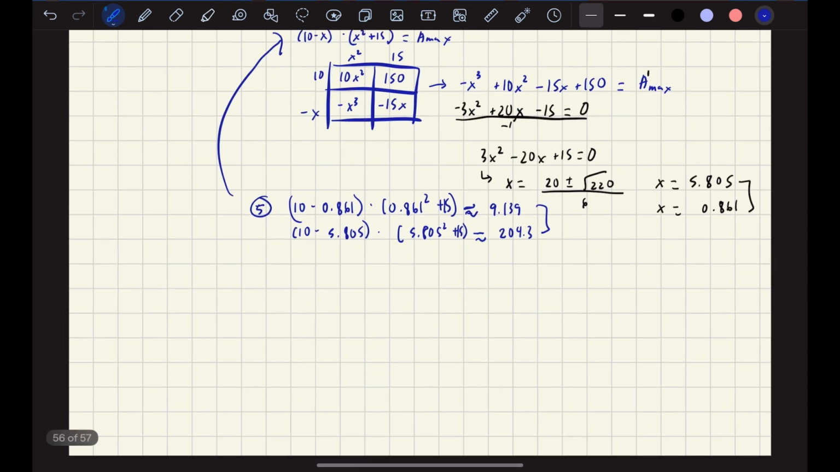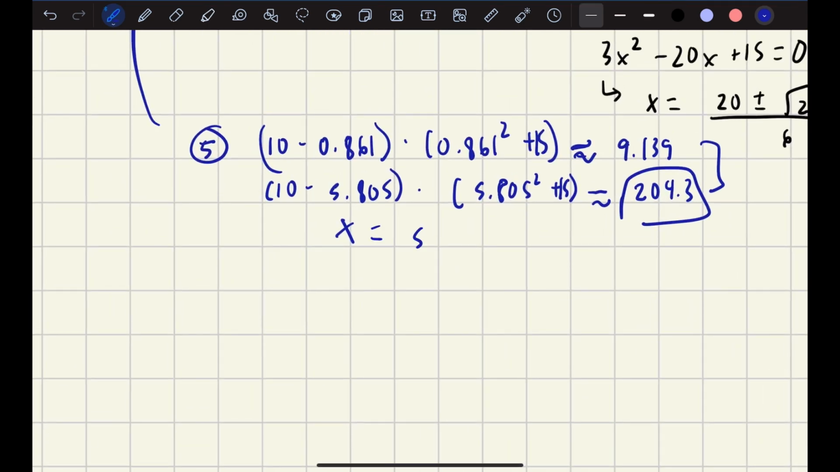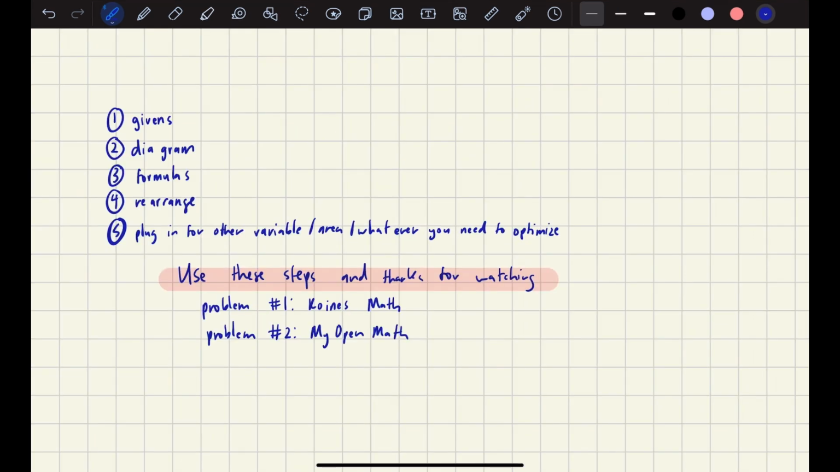And so because this value is greater, we know that the value of x that would maximize the area is going to be equal to 5.805. So that's it for this problem. Okay, and so I want to end off with reminding you that if you follow these steps, any complex problem will be much easier, especially if you do the diagram.